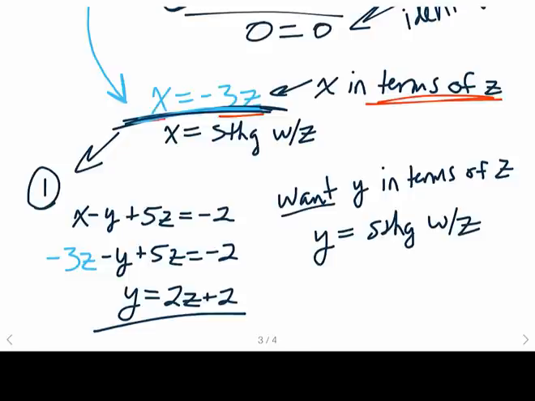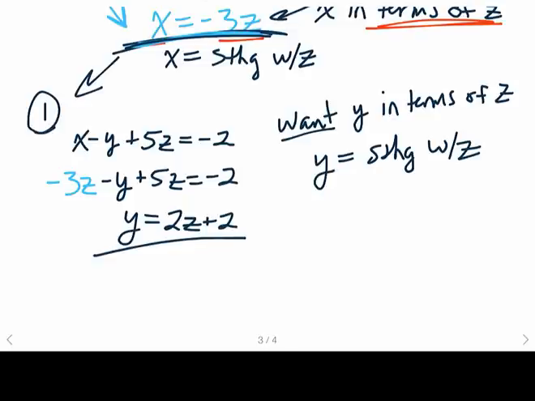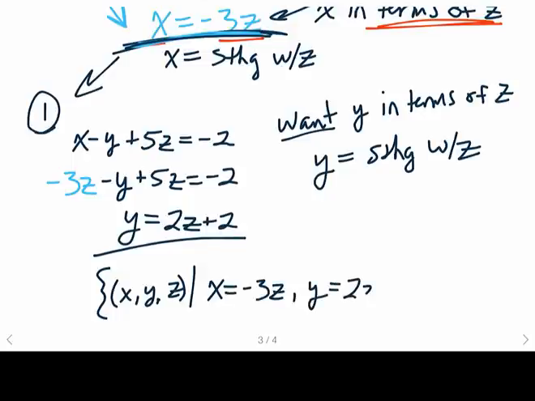I won't show you the details, but these make a line. The way we're going to write our answers, well, there's two different ways, whichever you want. There's one that I think is easier, one that I think is a little bit trickier to understand. What we're looking at is the set of ordered triples x, y, z, such that, and then you want to tell me what they are. What's x? Well, x is negative 3z. What's y? Well, y is 2z plus 2, right? Those are expressions in z.